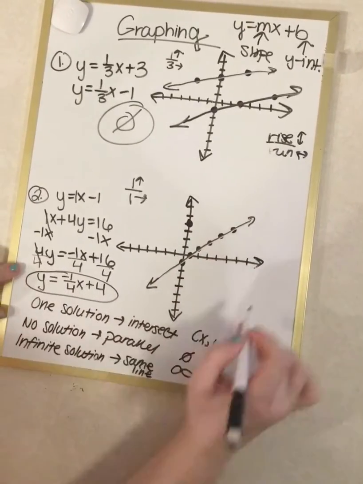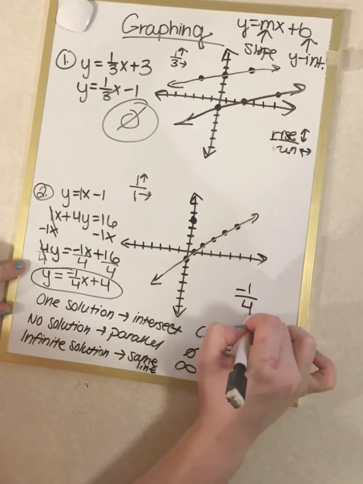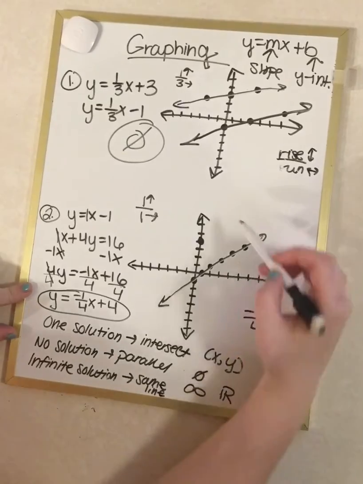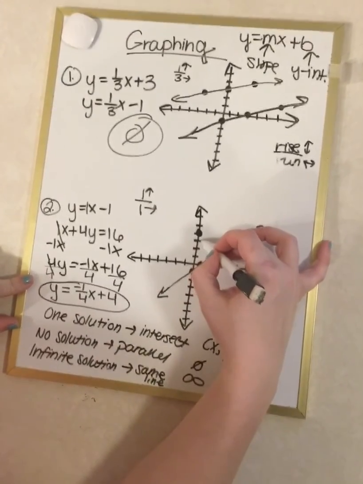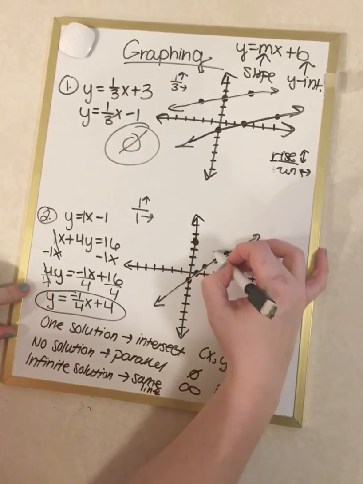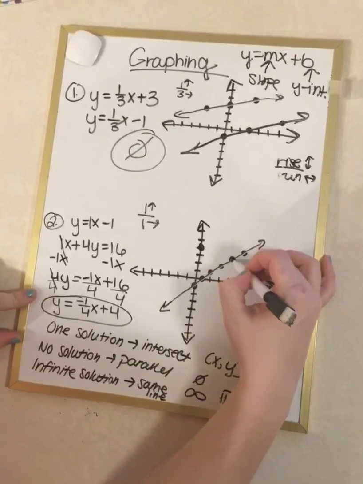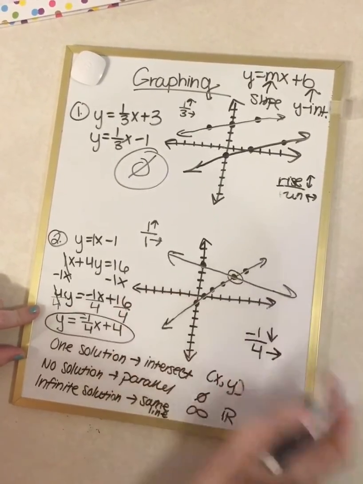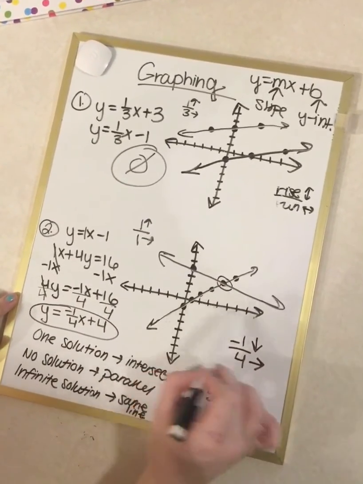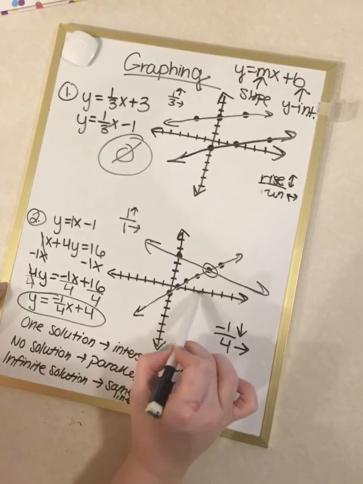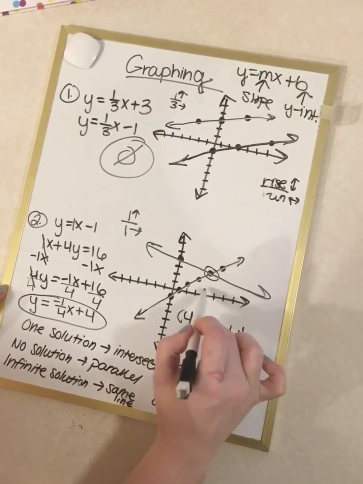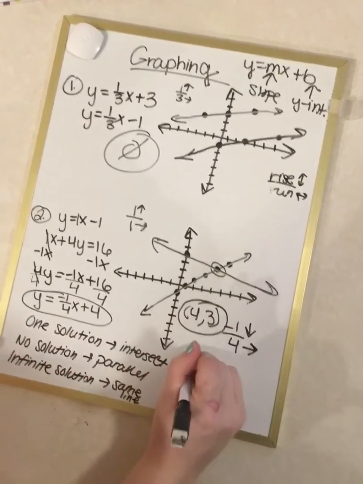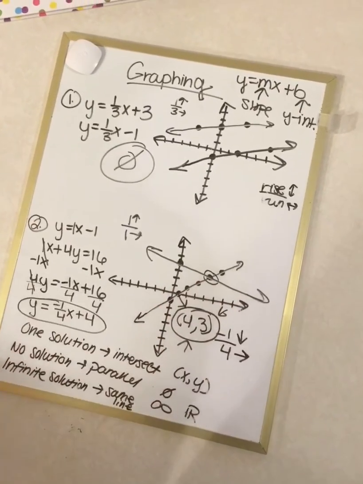And then my slope is negative 1 over 4. So that means down 1 to the right 4. So down 1 to the right 4. That's where they're crossing right there. Those points are the same. And it looks like that point, if my graph is right, should be 4 over, 3 up. And that is where the two lines are intersecting. So your answer is 4, 3.